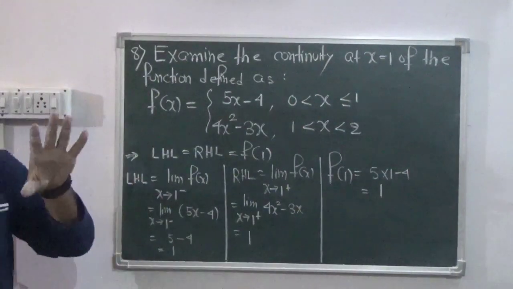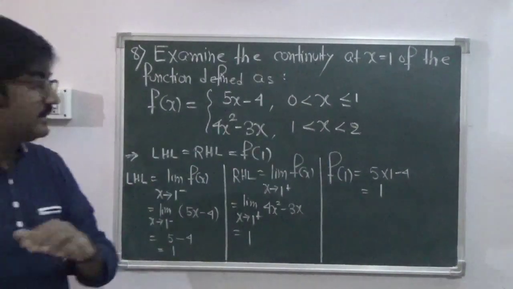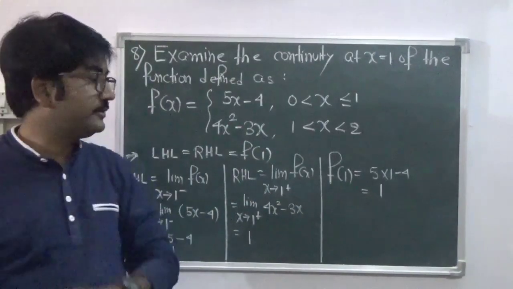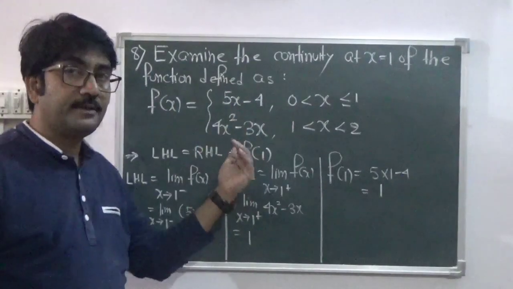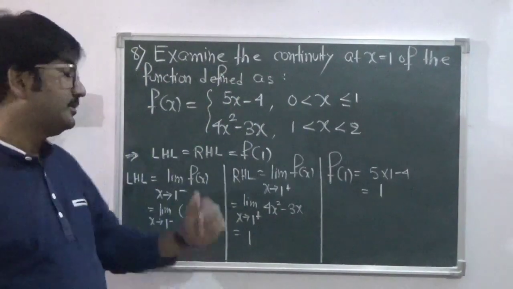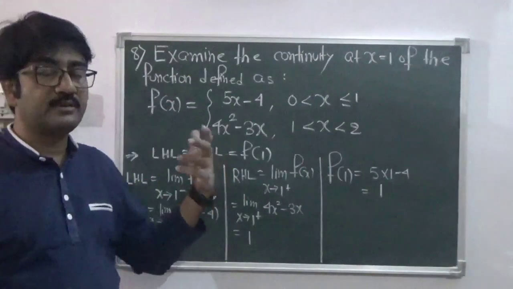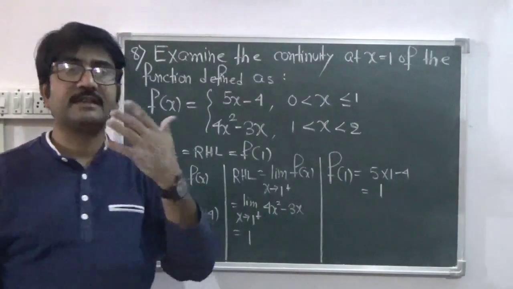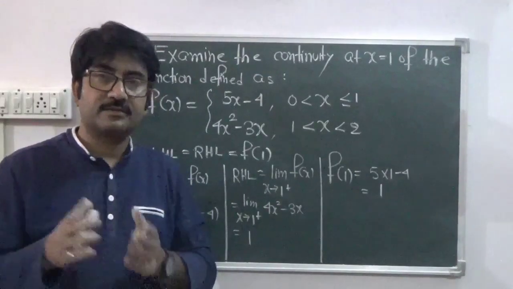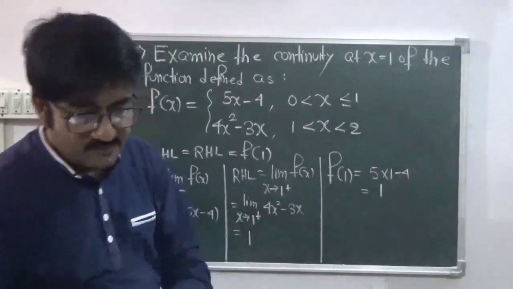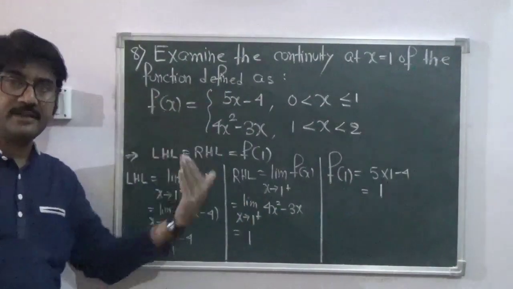So one thing you must take into account is the point at which the continuity is to be checked. If there are two different functions, one for less than that value and one for more than that value, then we use left hand limit and right hand limit. And if we are given only one function to check for continuity at a particular point, then we will use limit x tends to a of f(x) equals f of a. Right? Now please go through this and then we move on to question number 9.